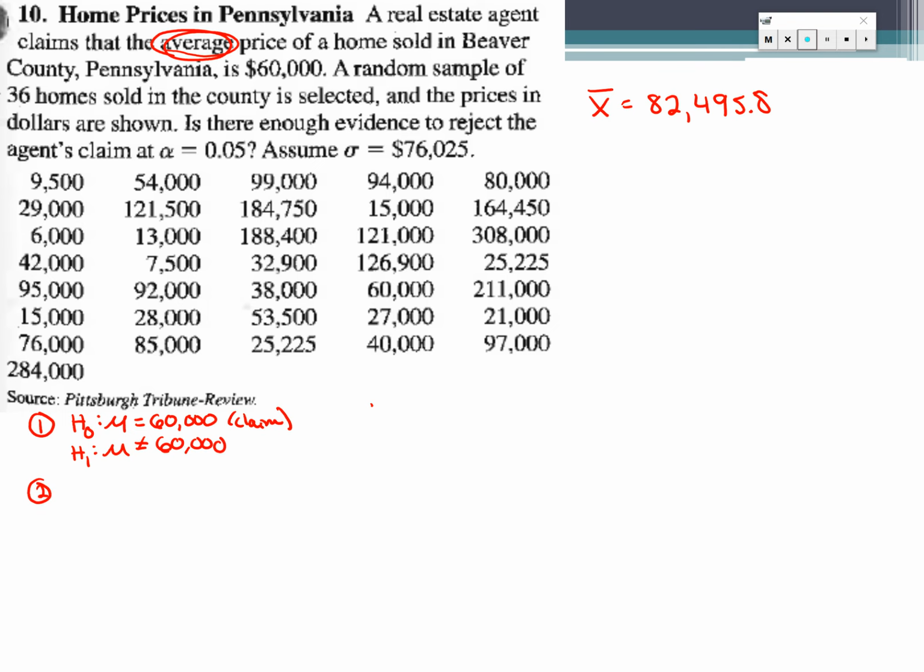Critical value. Critical value is the same as example 1, it's 0.05. Oh, excuse me, it's not going to be the same. I take that back. Holy cow. We have a two-tailed test. Oh, rewind that. Here we go. We have a two-tailed test.